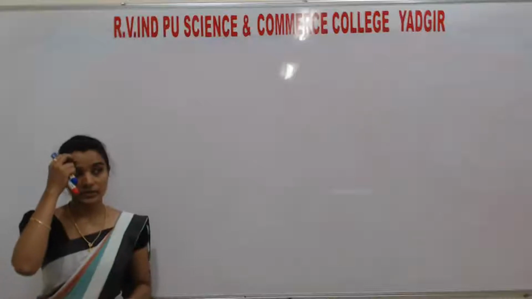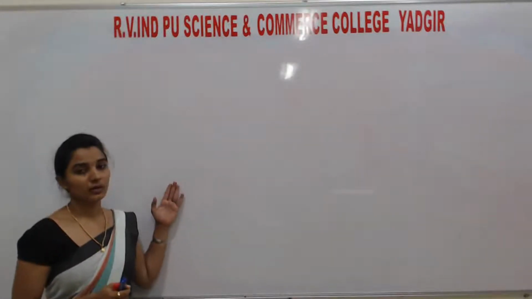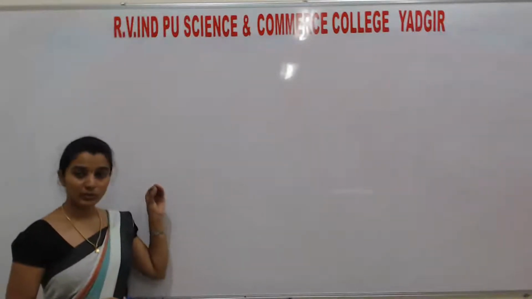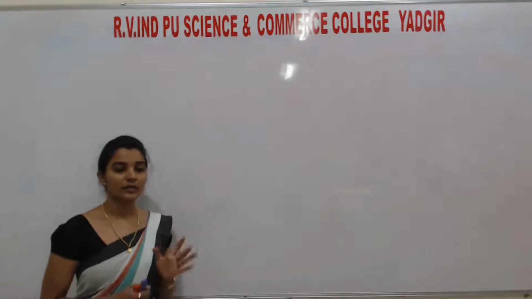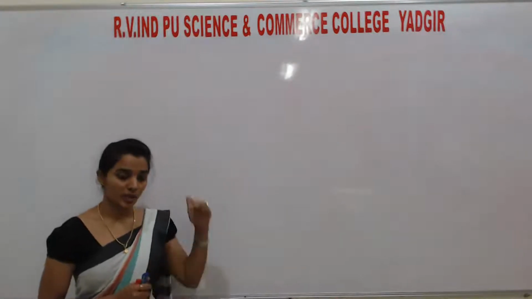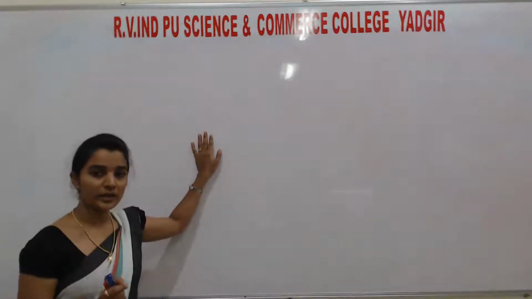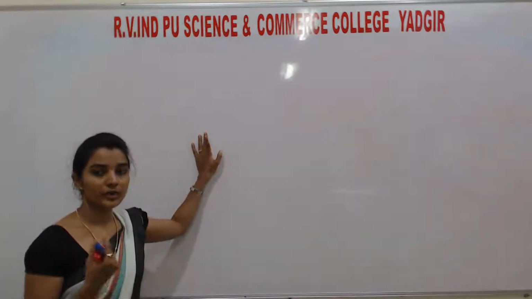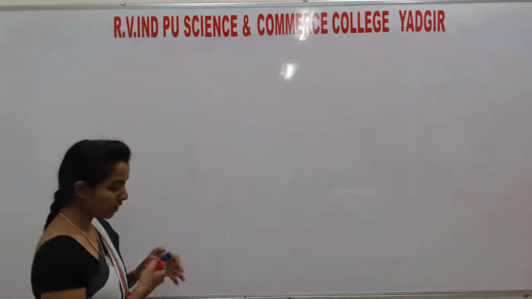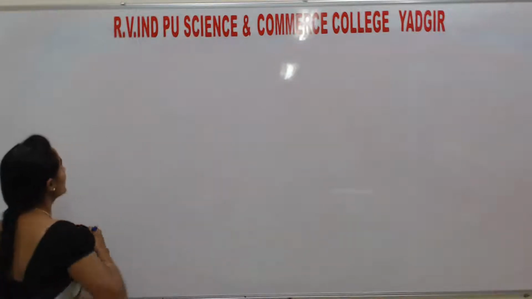Last class we discussed the rate of a reaction, the unit of the rate of the reaction, and factors affecting the rate of the reaction. In today's class we are going to discuss the rate expression or rate law, and also the different orders of reactions. First I will go with the rate law.